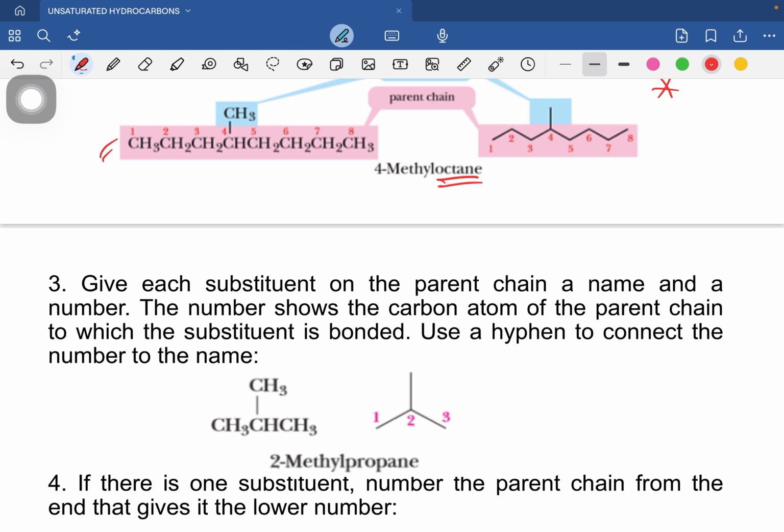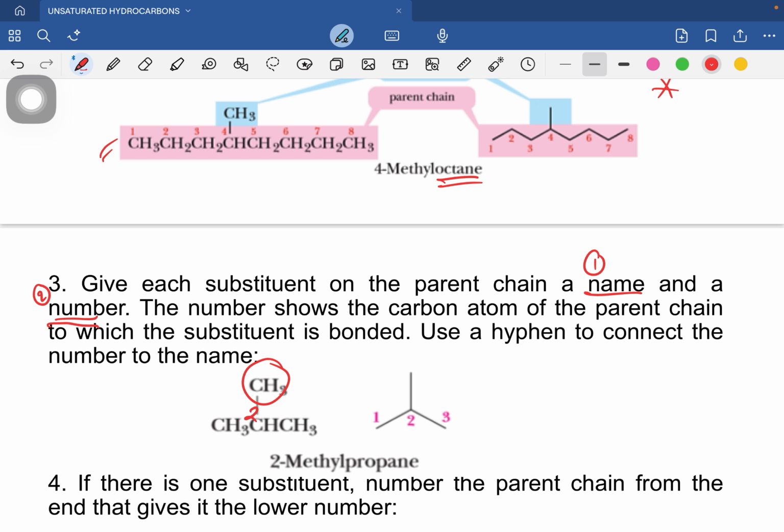For rule number 3 guys, this is regarding yung ating mga attached na substituent. So the rule says that you have to give each substituent on the parent chain a name and a number. So there's 2 things that you have to do according to rule number 3. You have to give it a name and a number. So the number actually shows the carbon atom of the parent chain to which the substituent is bonded. You have to use a hyphen to connect the number to the name.